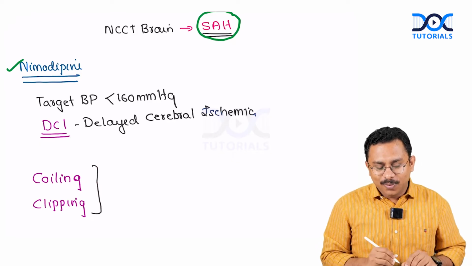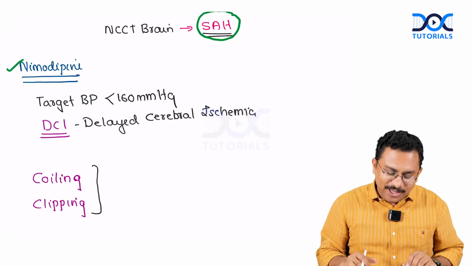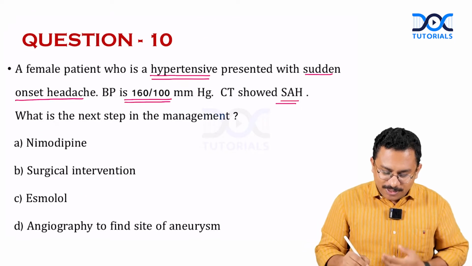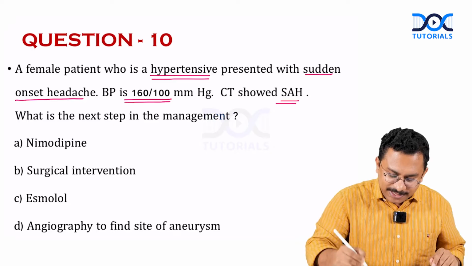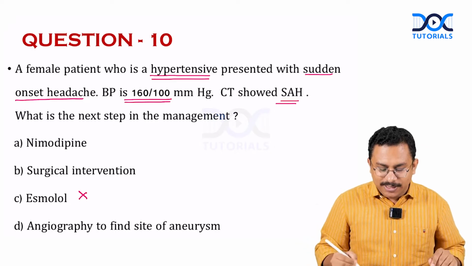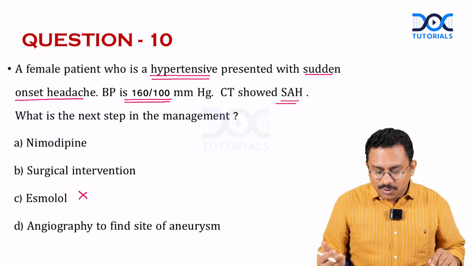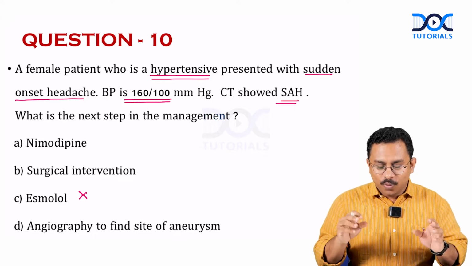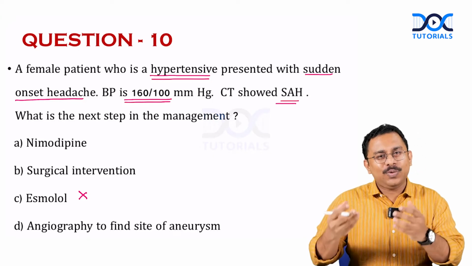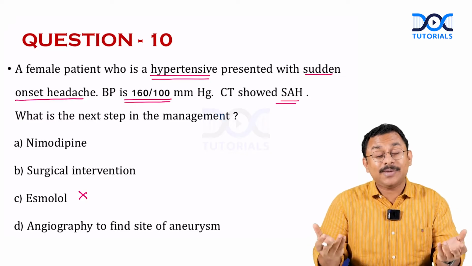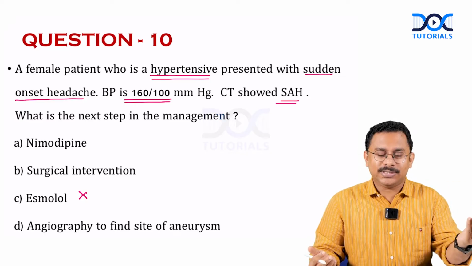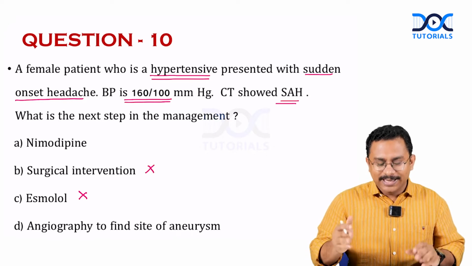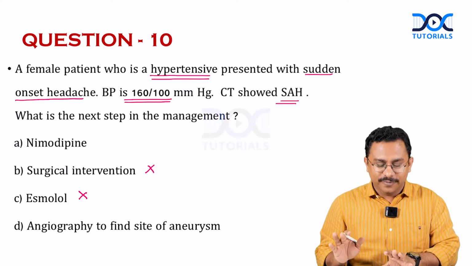Now, let us look at the options here. Esmolol, we know, is not a part of the routine management of subarachnoid hemorrhage, so we will rule it out. What about angiography to find the site of aneurysm and then surgical intervention? Only if you do an angiography will you know whether there is an aneurysm, and if it is there, where it is. So before doing an angiography, you will not proceed with the surgical intervention. You will have to do the angiography first.